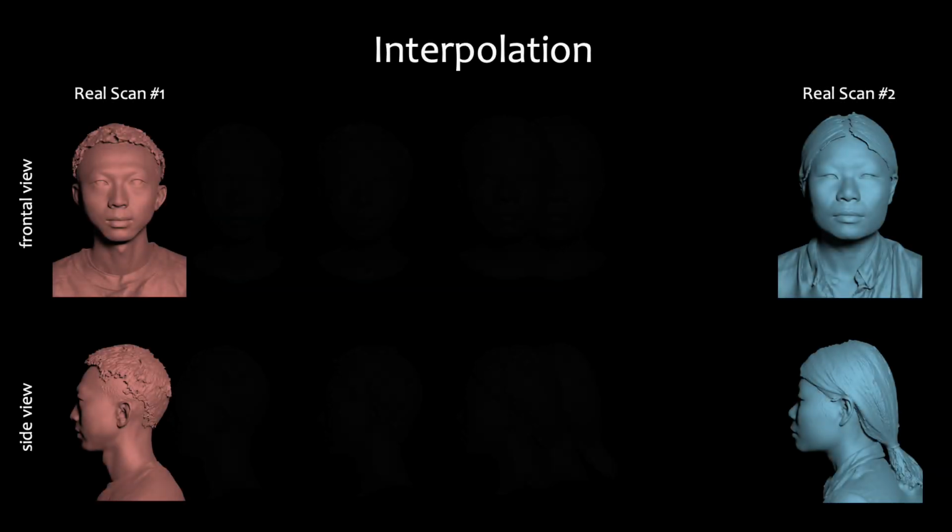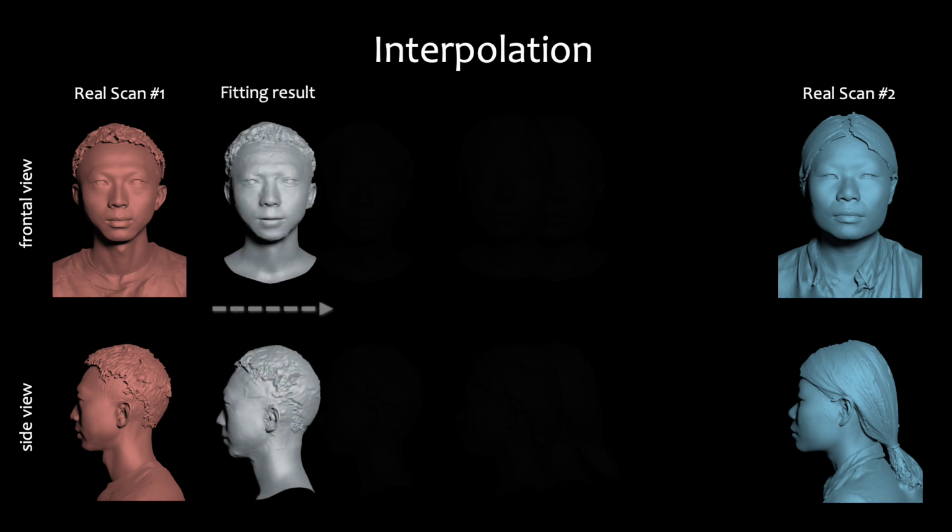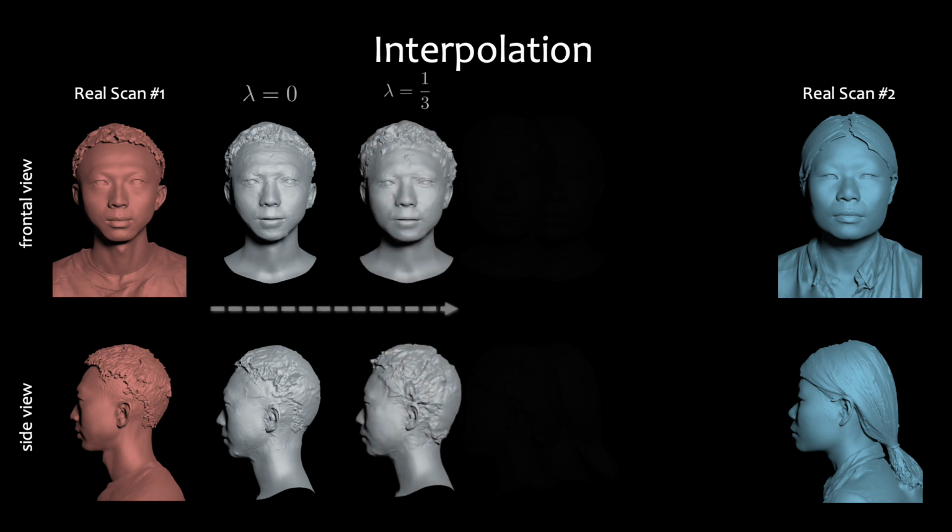Smooth interpolation of the scans can be achieved by fitting the latent representations to the scans and blending the latents linearly. We can observe the gradual change of the head silhouette and the disappearance of tiny details.